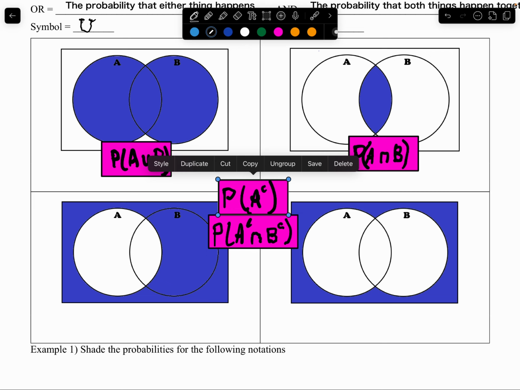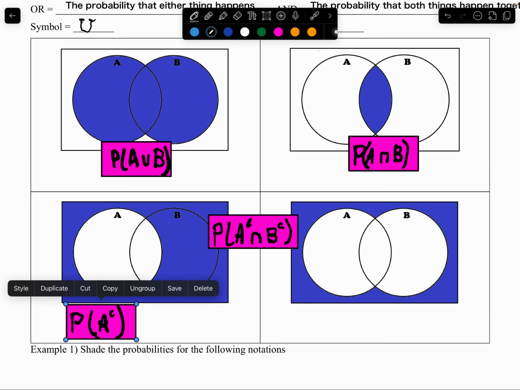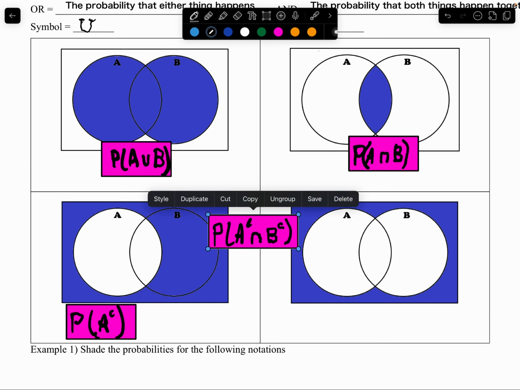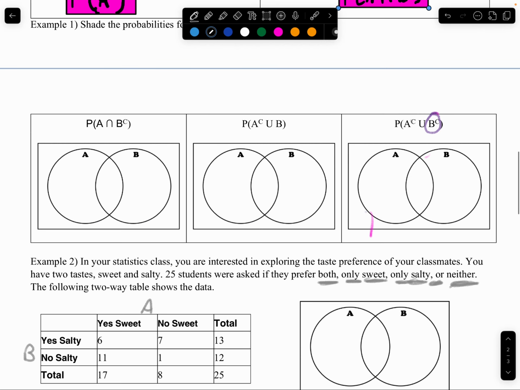The C, remember, means not. So the probability that A does not happen, you may have guessed, is where A isn't shaded. And this is the probability that A doesn't happen, and also the probability that B doesn't happen.